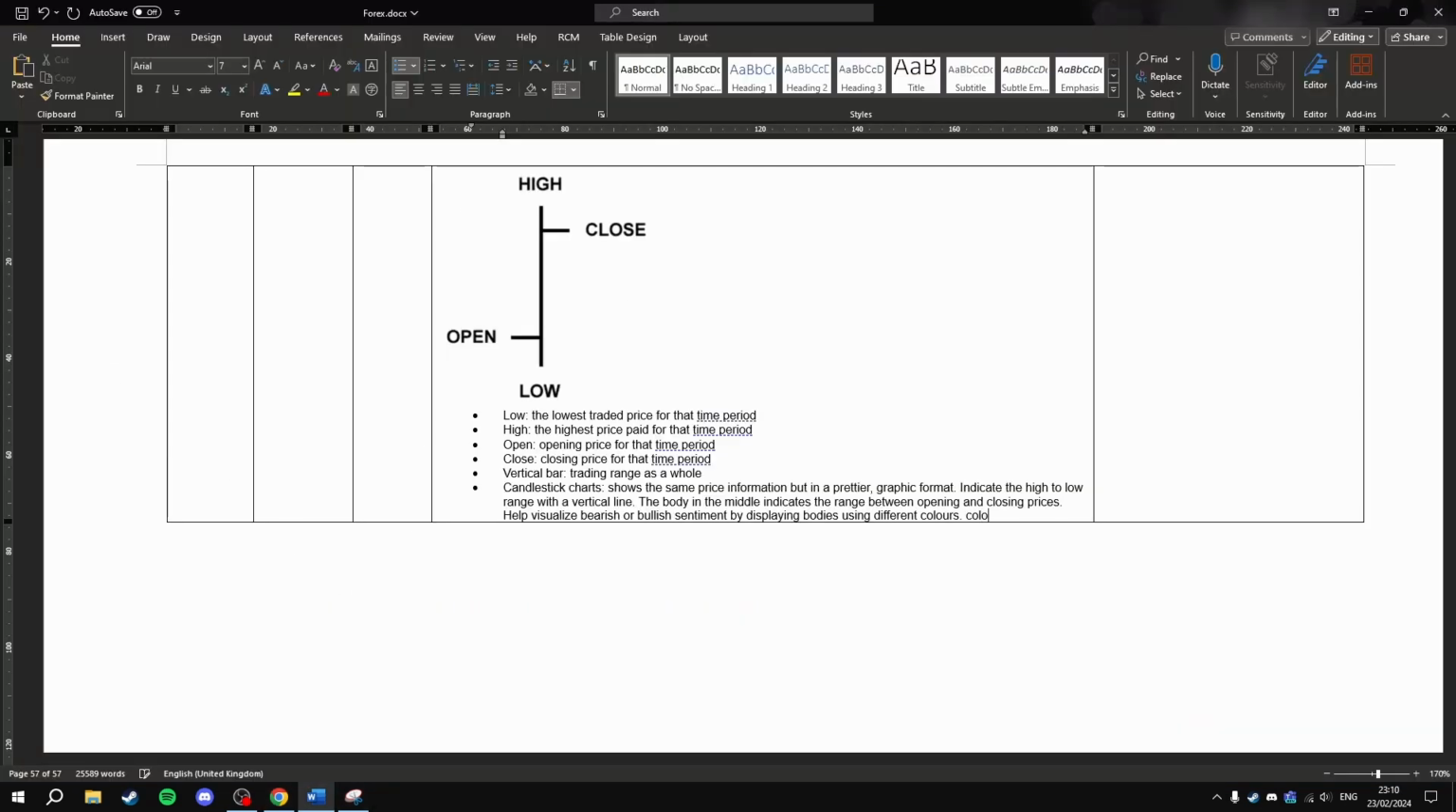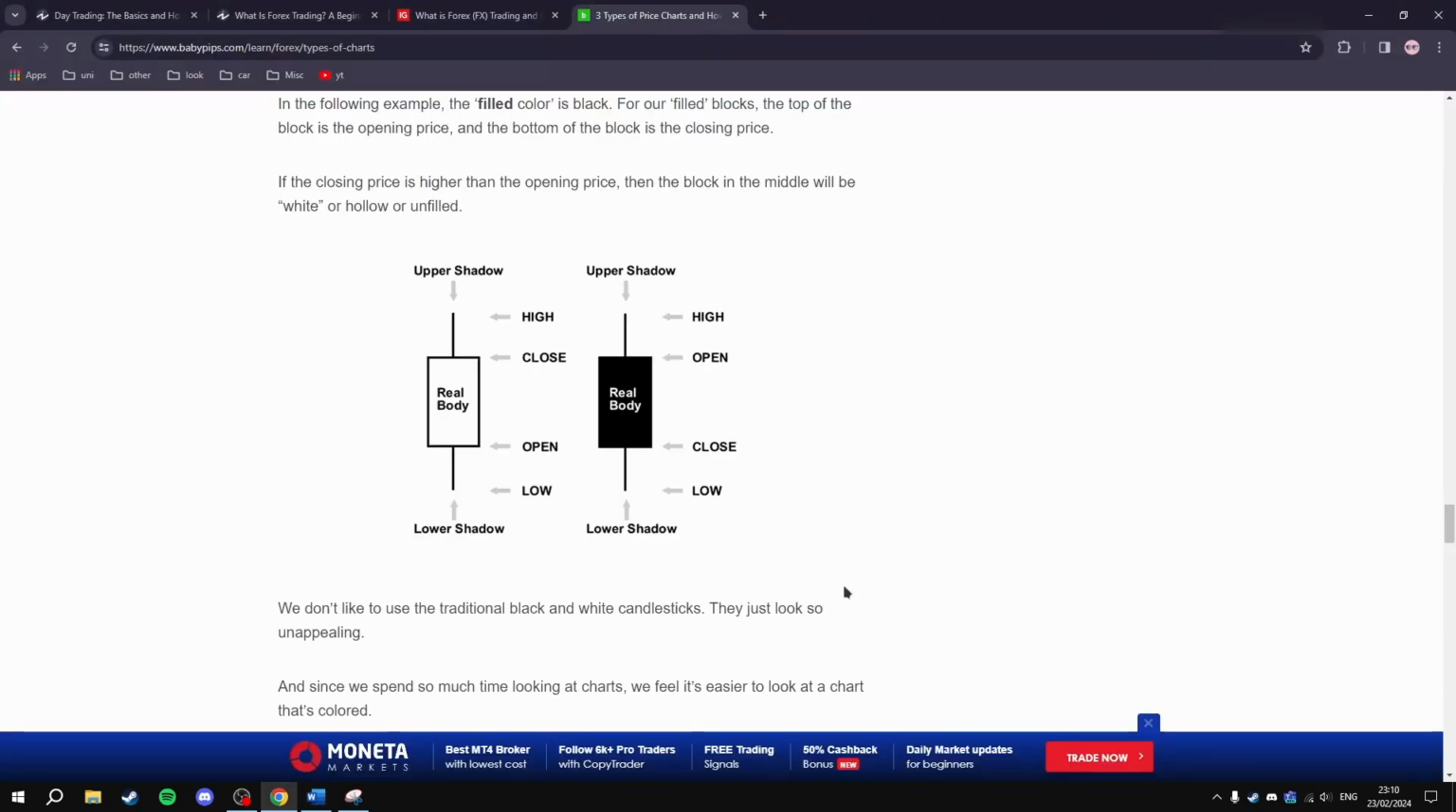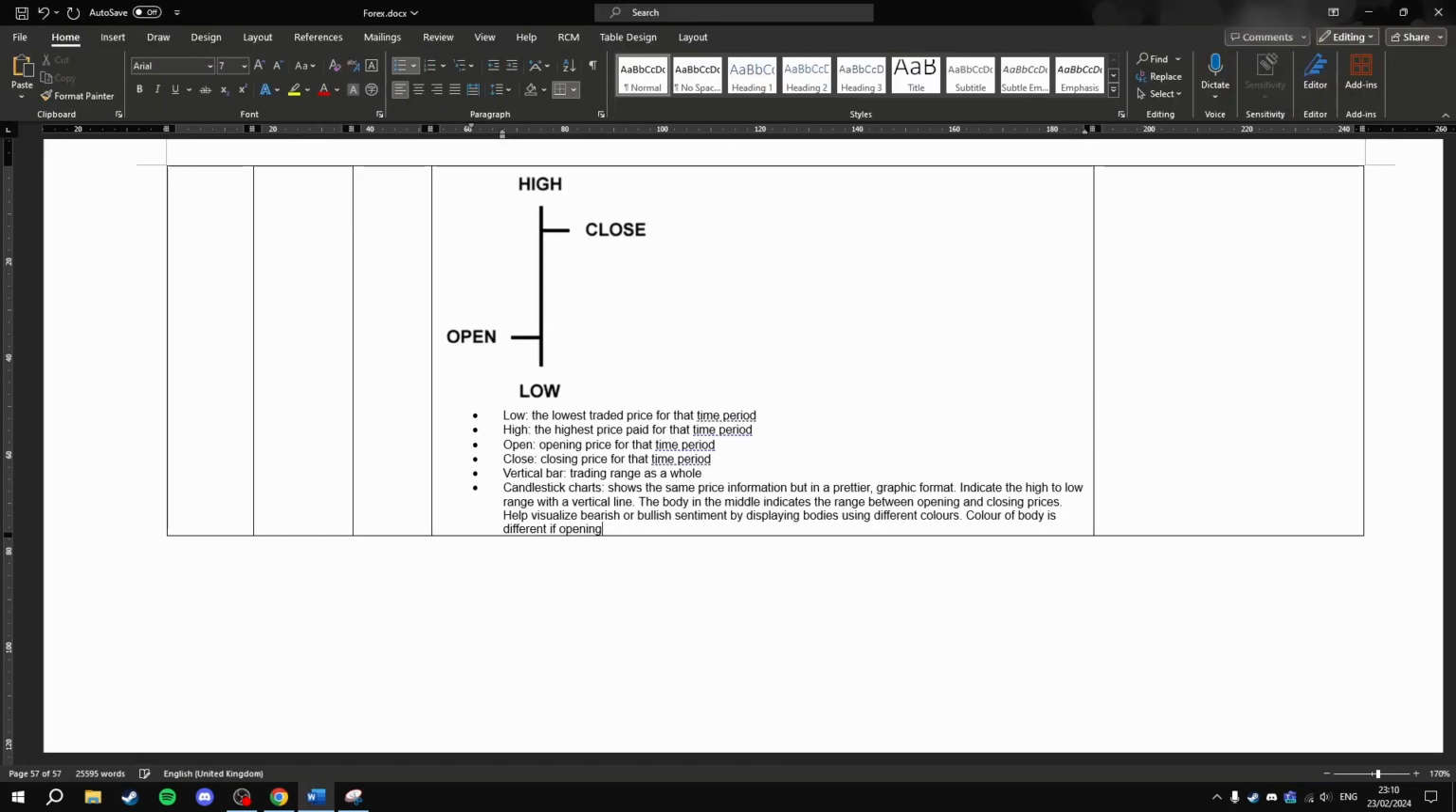Color of body is different for higher opening price than closing price, or higher closing price than opening price.